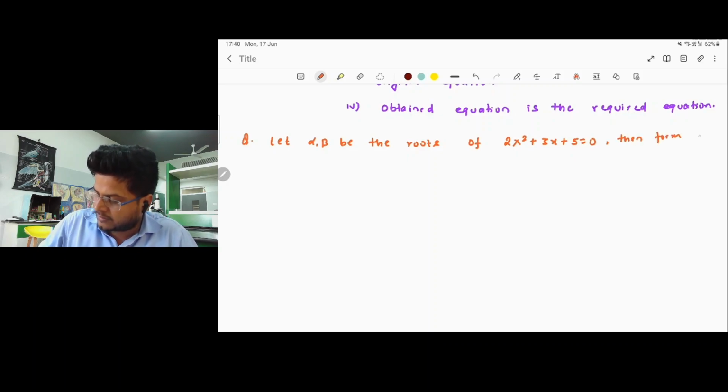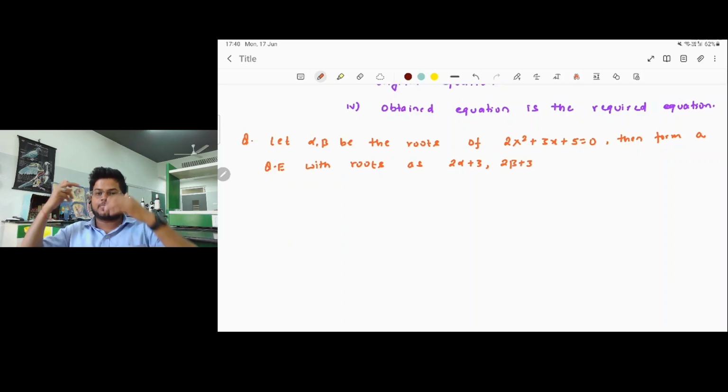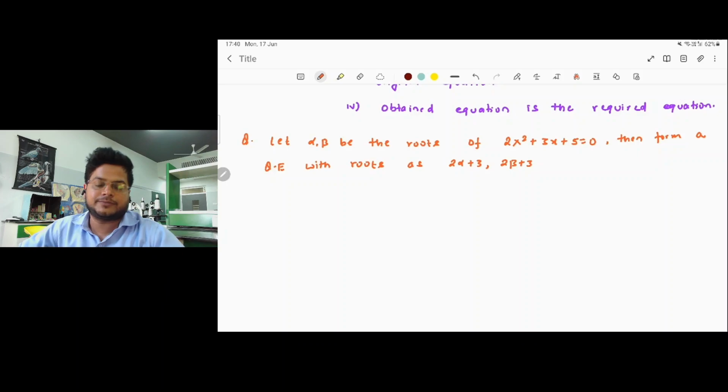Then form a quadratic equation with the roots as 2 alpha plus 3, 2 beta plus 3. See, one thing you would have observed is that when I'm writing the terms in terms of alpha and beta, I'm trying to write them symmetrically, isn't it?